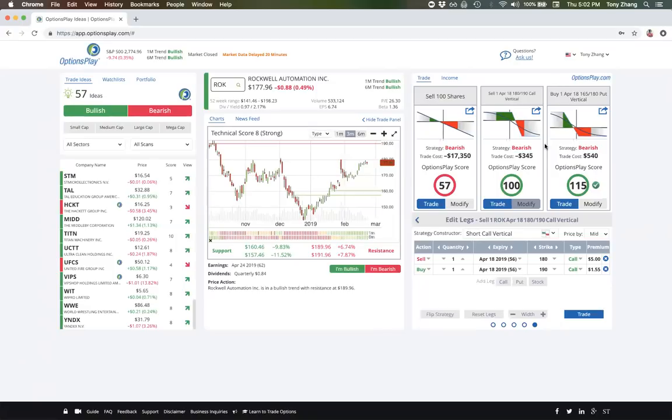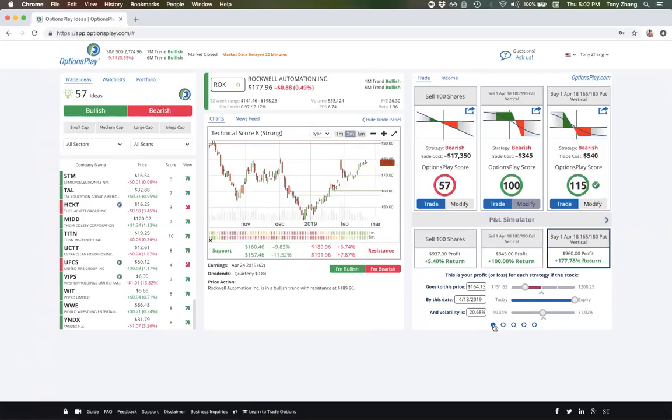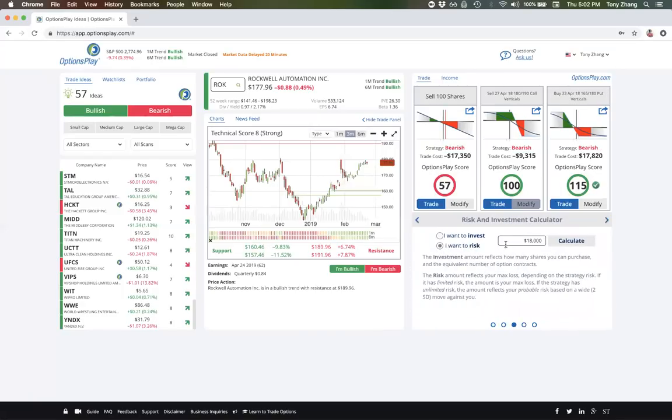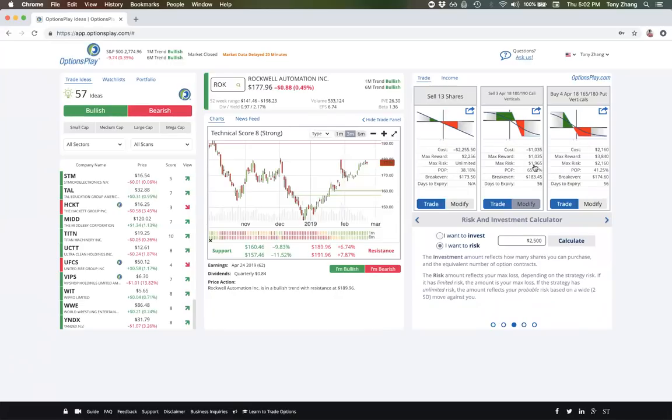So let's compare buying that debit spread versus that credit spread. So using our P&L simulator, if I simply think Rockwell Automation is just going to stay right where it is, around 180 or so, it's not going to move any higher. I think by April 18th, it's going to be at 180. Then, as you can see, if I bought the credit spread, or before I do that, let's first make sure that I'm risking the same amount of money. So let's say I'm willing to risk $2,500 on this trade. So here I'm risking $1,900. Here I'm risking $2,100, roughly the same amount of money.